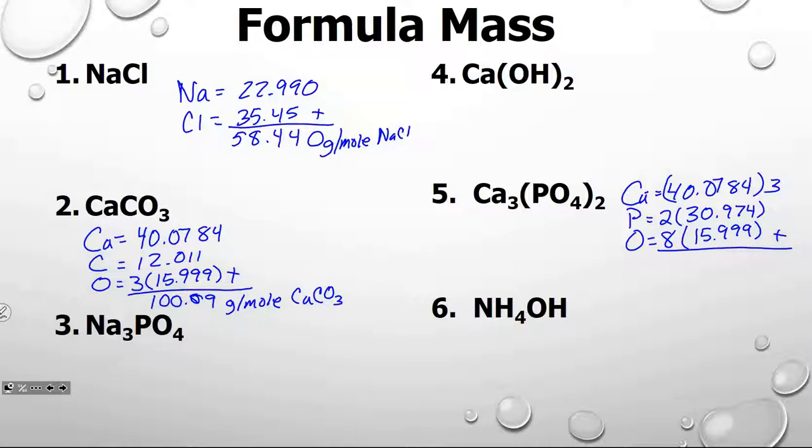I'll voluntold you. Who gets to put them up? Do you have an answer? 310.17 grams per mole of calcium phosphate. I ran out of room, sorry. There you go. Okay, would you do the others? I'm going to have volunteers. I'll give you a few minutes to do a few of them.